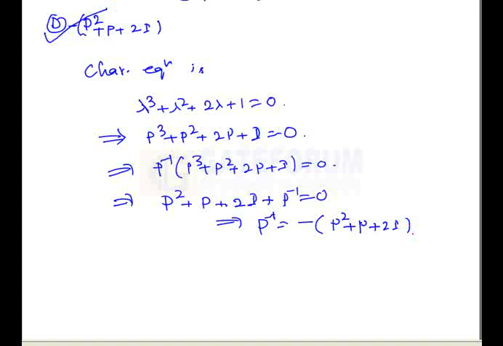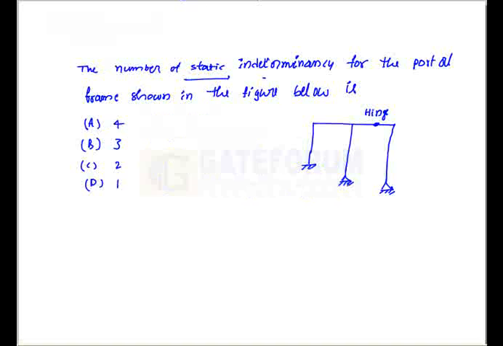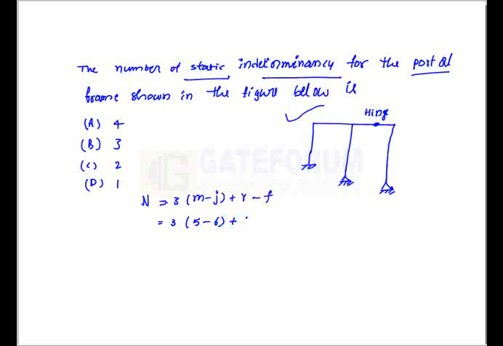To calculate the static indeterminacy for this portal frame, we know the static indeterminacy represented by n is going to be 3m minus j plus r minus f. With 3 members, 5 joints, 6 plus 7 minus 1, that is equal to 3. So option B is correct.